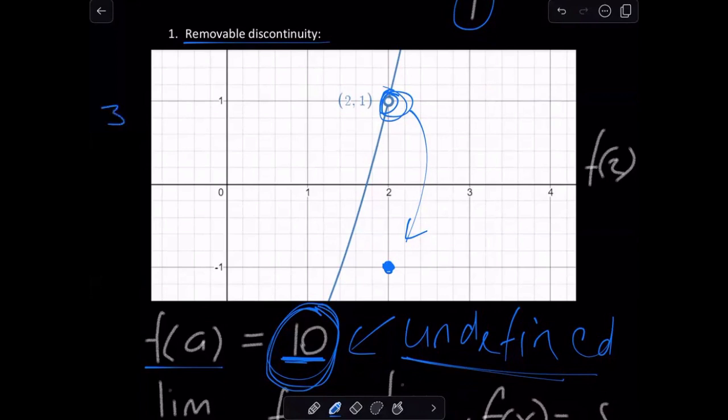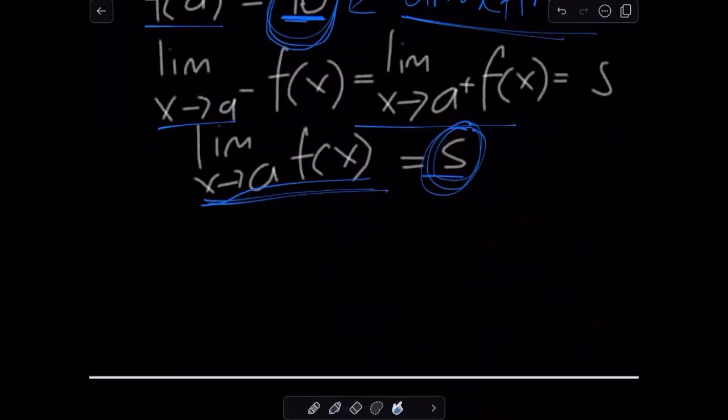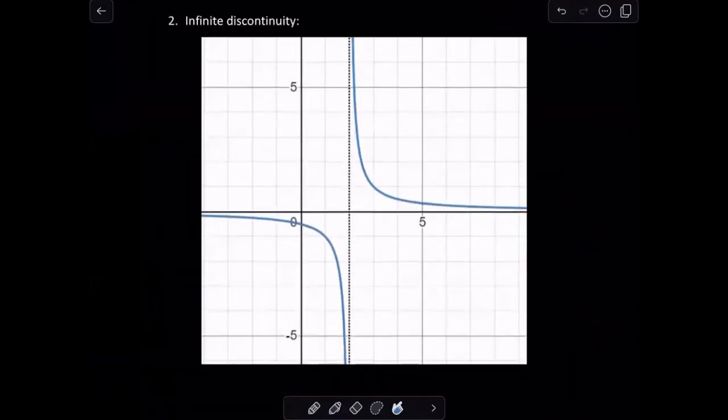We are specifically violating condition 3 of continuity, where the full limit is equal to the function value. All right, so that's a removable discontinuity covered. Let's move on to the next type. And the next type is an infinite discontinuity. Sometimes you hear it being called an asymptotic discontinuity.